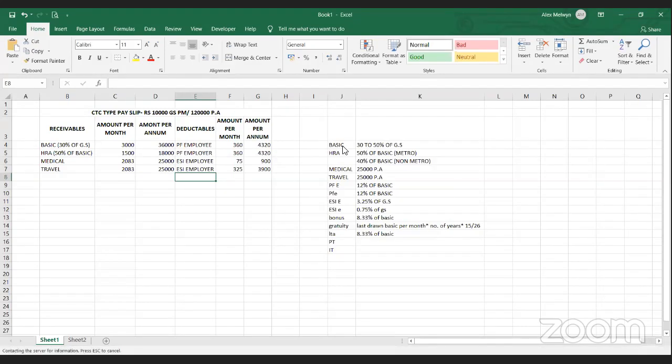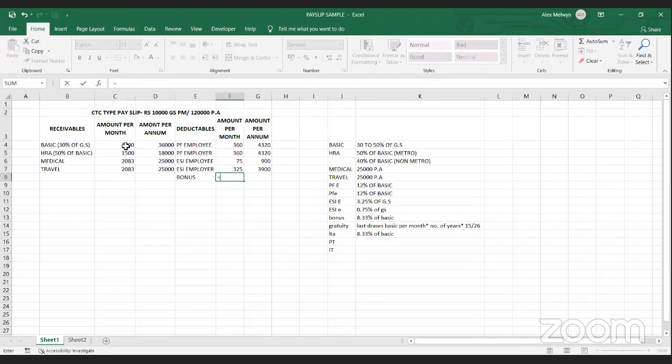Okay, so we have done this. Basic, HRA has been done. PF has been done. ESI has been done. So next what we have is bonus, right? So what is the bonus percentage? It is 8.33% of basic, right? 8.33% of basic, which is equal to this amount into 8.33.